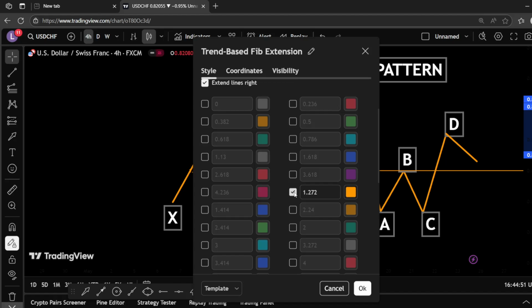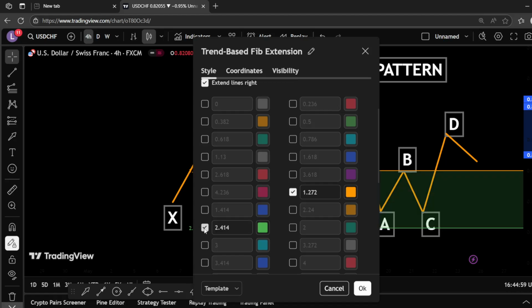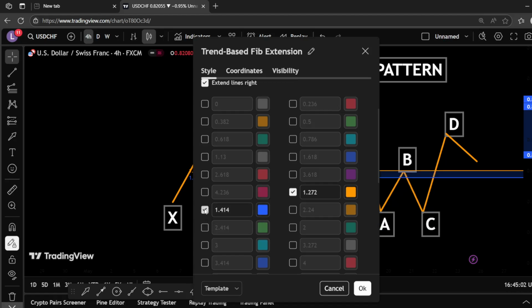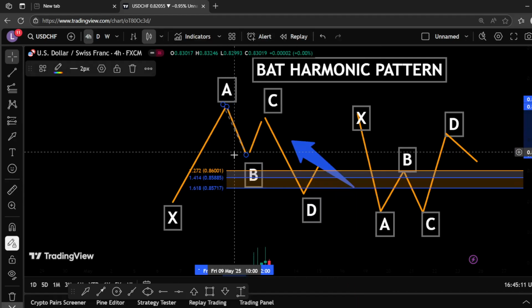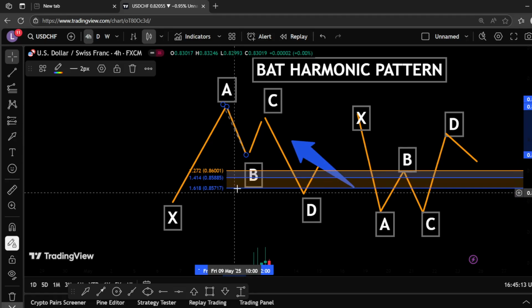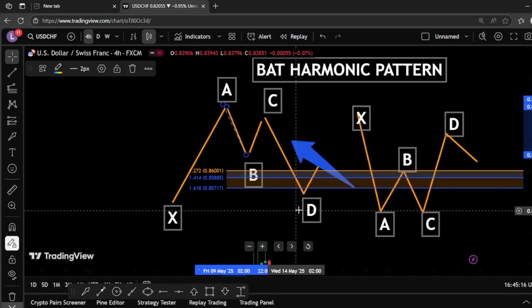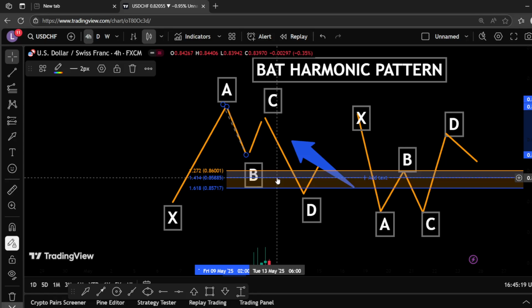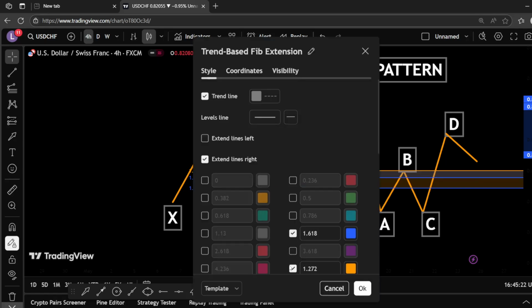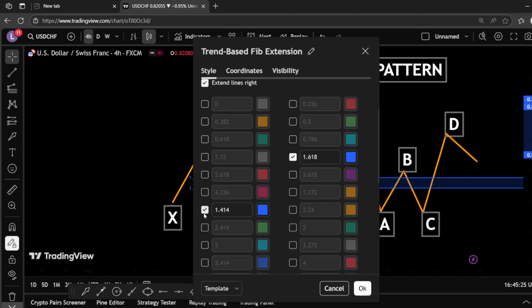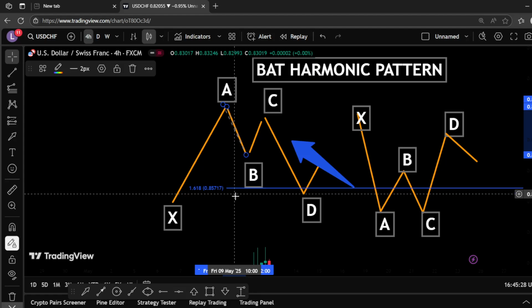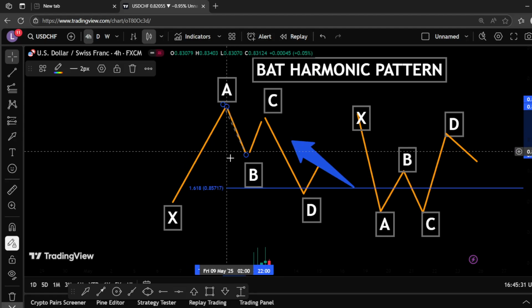So 1.272, 1.414, and 1.618. These are the three numbers you need for your AB leg. You need one of these three numbers, the one that is closest to the D leg. In my experience, it is normally 1.618. So we'll get rid of these numbers here and just leave 1.618. That's the AB leg.